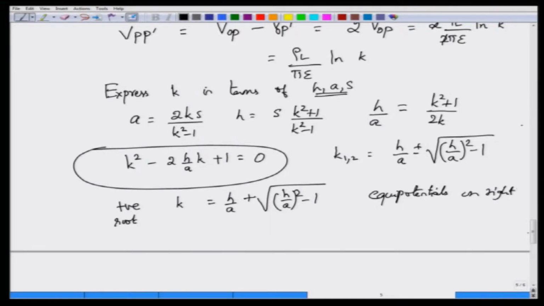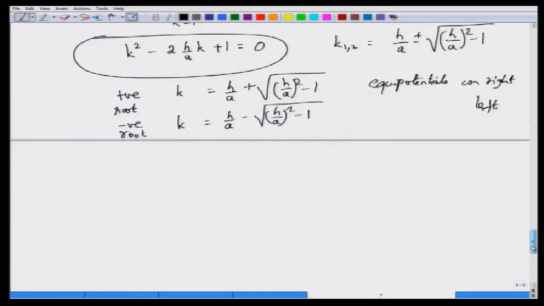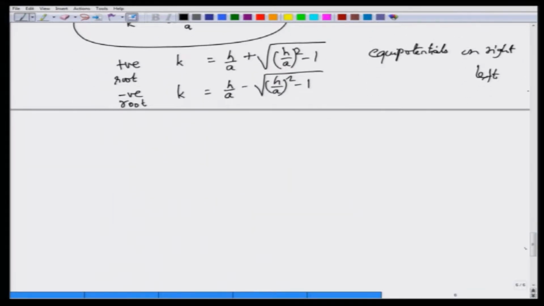If you choose the negative root, your K will be equal to H by A minus square root of H by A square minus 1. This will give you the equipotentials onto the left. Let us call these K and K prime, just to indicate that this is a positive root and this is a negative root, and you can show that K into K prime will actually be equal to 1.